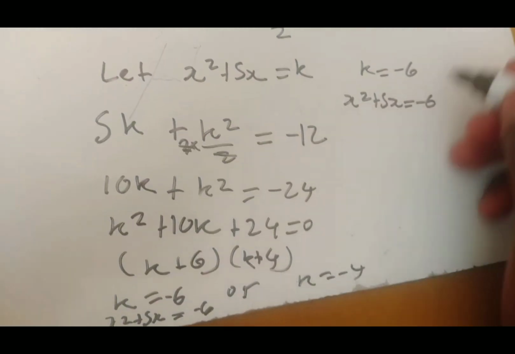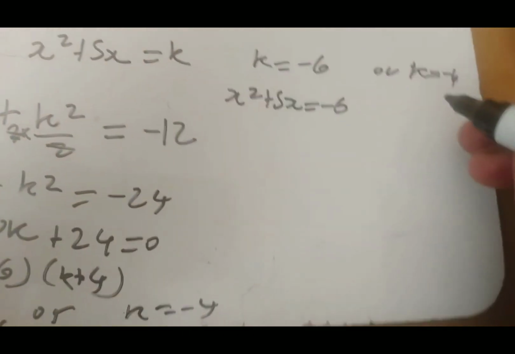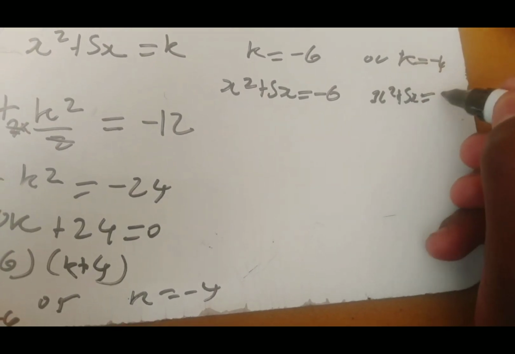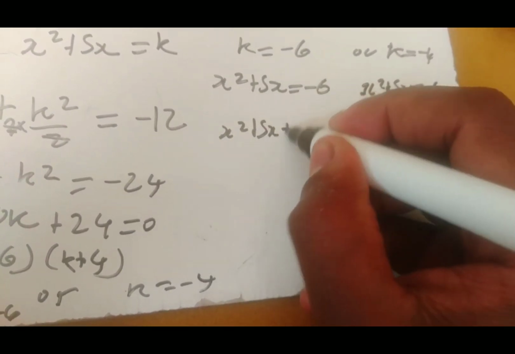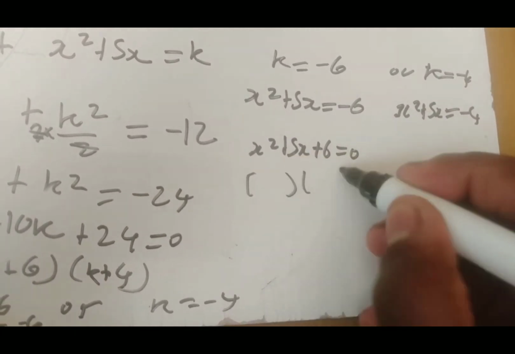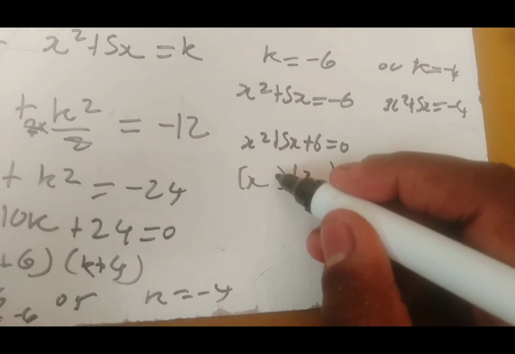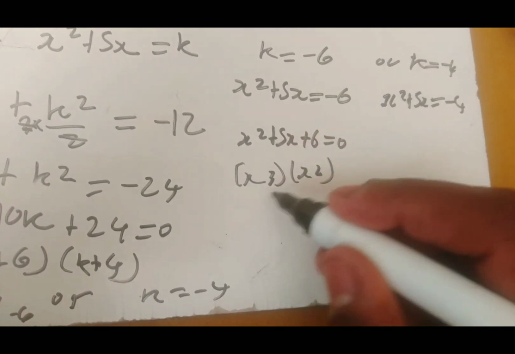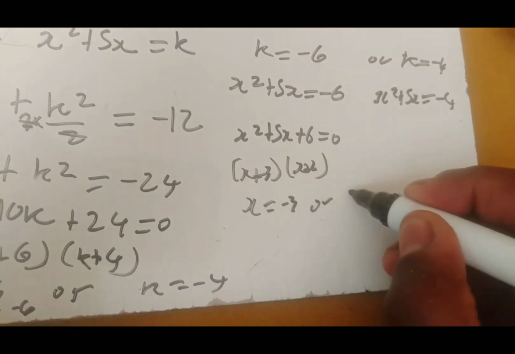Right? We had two answers, or k is equals to negative 4, right? So it means that in place of k, I'm going to put the same thing. So let's solve. If I take this side, this is going to be x squared plus 5x plus 6 equals to 0. Then this means x and x there. So this should be 3 and 2. So then this means plus, so it means x is equals to negative 3 or x is equals to negative 2, right?